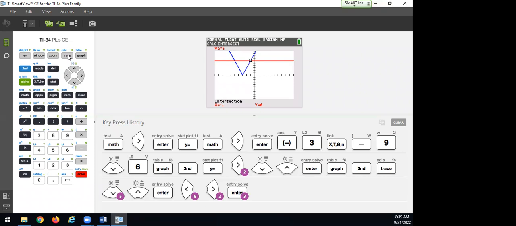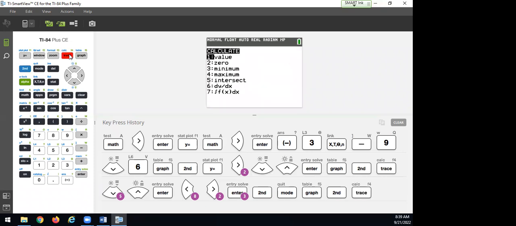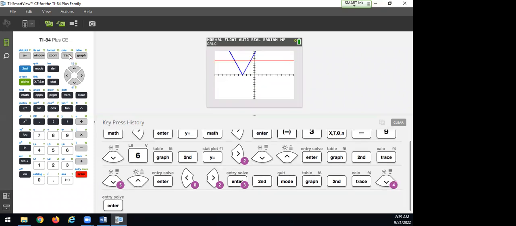Then you can do the same thing for the other side. I'm going to quit this and go back to my graph. Then we do second, calculate again, intersect. This time, get it over to the other intersection and hit enter 3 times. And you'll get your result. See, -5. That will tell you that both your responses are correct.